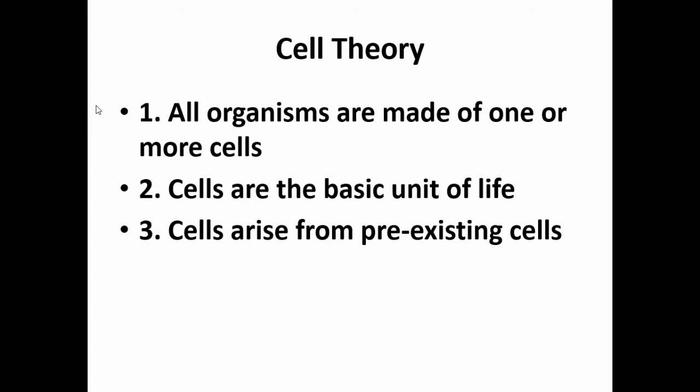The cell theory comes in 3 parts. The first part is that all organisms are made of 1 or more cells. The second part is that cells are the basic unit of life. And the third is that cells arise from pre-existing cells. So they come from other cells. And that is it for the cell notes as far as we're going to do with those.